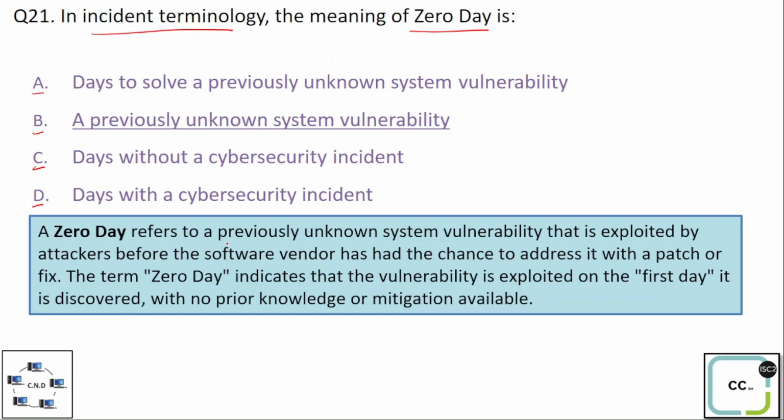A 0-day refers to a previously unknown system vulnerability that is exploited by attackers before the software vendor has had the chance to address it with a patch or fix. The term 0-day indicates that the vulnerability is exploited on the first day it is discovered with no prior knowledge or mitigation available.